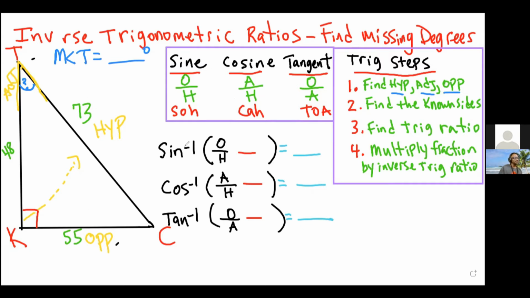Well, sine is O over H. So let's look, what is O over H? Well, we have an O right here, and we have H right there. So looking at that, we have 55 over 73. So sine, we have O over H, which is actually 55 over 73.